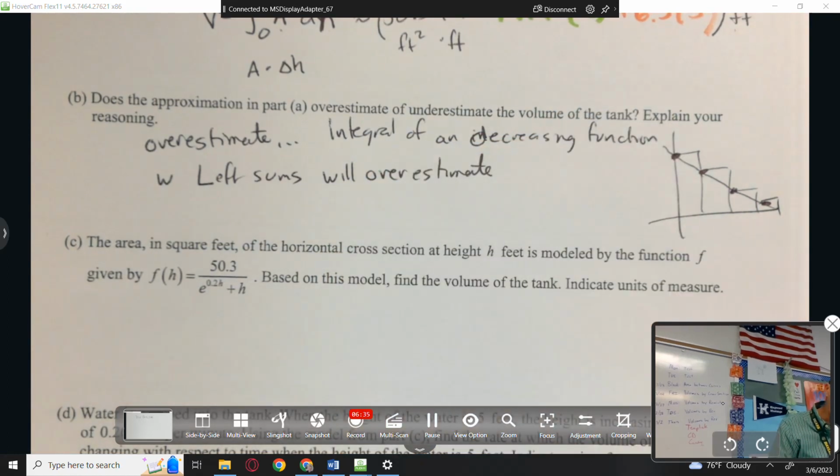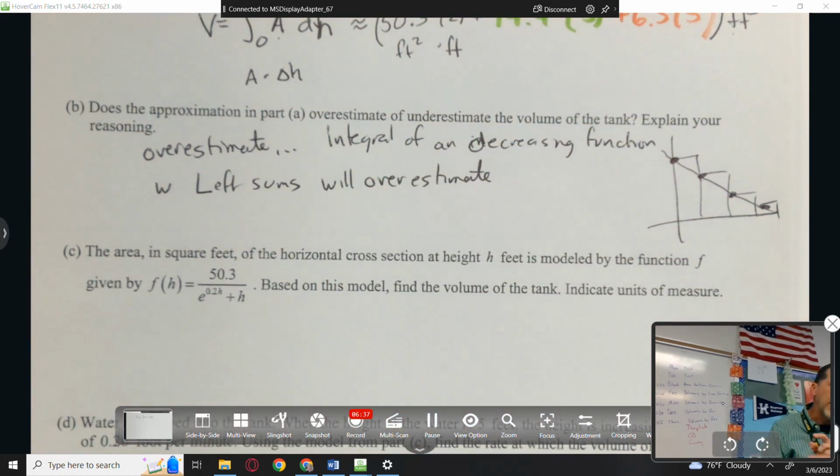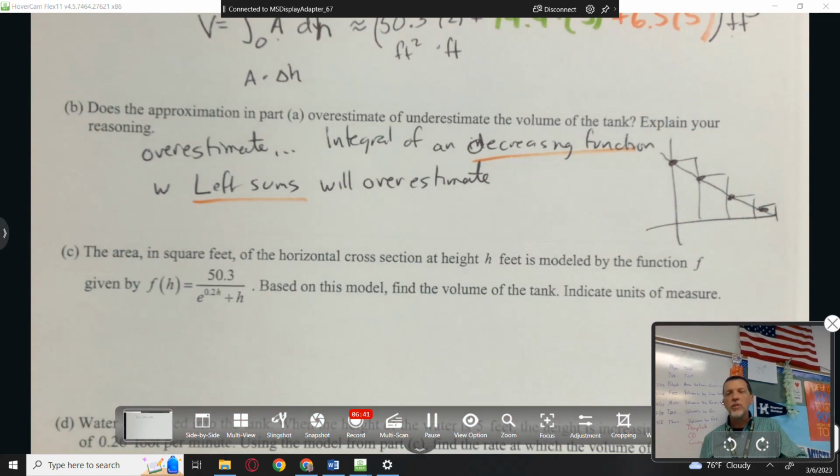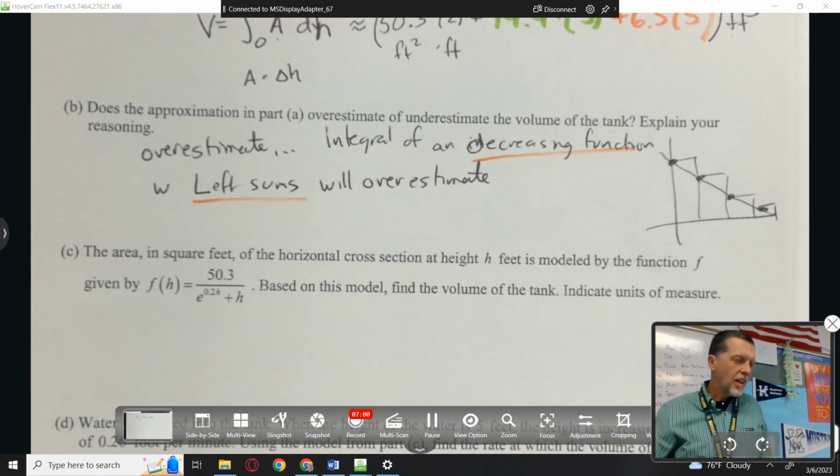So your answer would probably have to say decreasing function with left-hand sums. That would be the words they'd be looking for there. If you said that a different way, like inverse relationship, maybe you'd still need to say left-hand sums. Luna, if you said an inverse relationship, I just didn't finish my thought there. Yeah, I cut you off. You said and no. All right, part C.